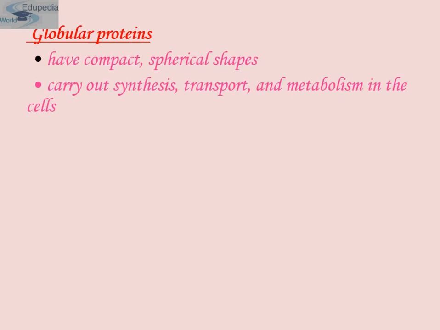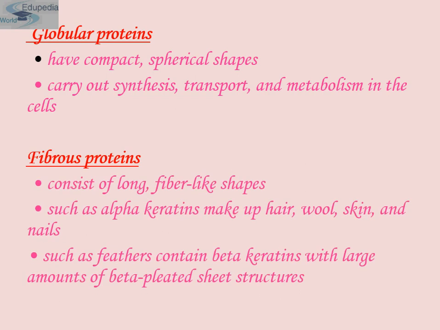Globular proteins have a compact spherical shape. They carry out synthesis, transport and metabolism in the cells. Whereas fibrous proteins consist of long fiber-like shapes such as alpha keratins. They make up hair, wool, skin and nails. Feathers contain beta keratins with a large amount of beta pleated sheet structures.